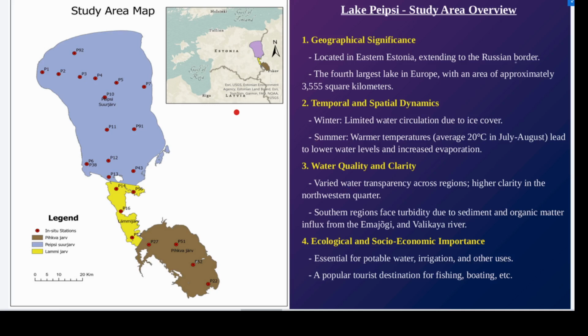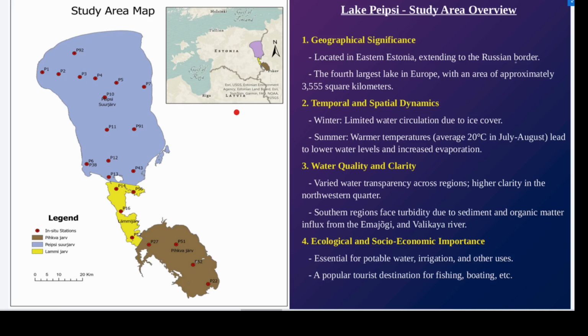This is the study area of my research. Lake Peipsi consists of three parts, but as a whole, it is called Lake Peipsi. And you can see there are 23 stations from which in-situ data such as CDOM, Secchi, or water depth is being collected by Tartu Observatory.